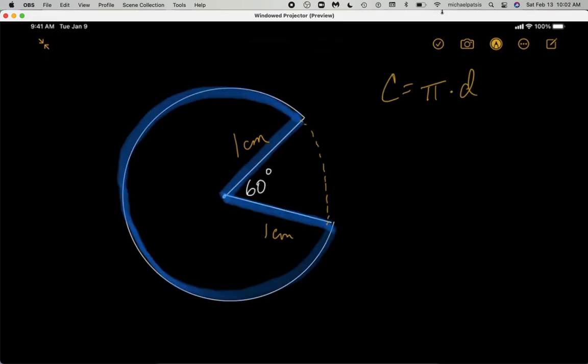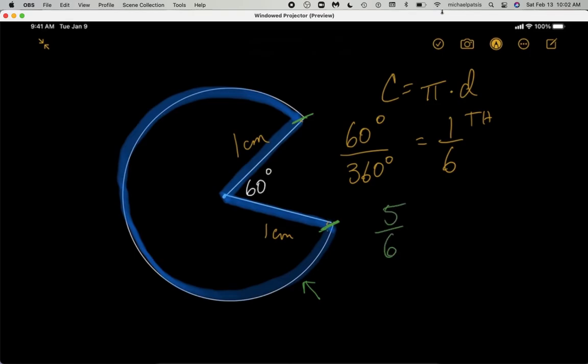A portion of the circle has been removed. Now the question is, what portion of the circle has been removed? Well, 60 degrees of the circle has been removed. So 60 degrees out of 360 degrees has been removed. 1/6 of the circle has been removed. Therefore, this circumference portion of this circle from here to here is going to be 5/6 of what the total circumference would have been. The total circumference would have been pi times diameter.